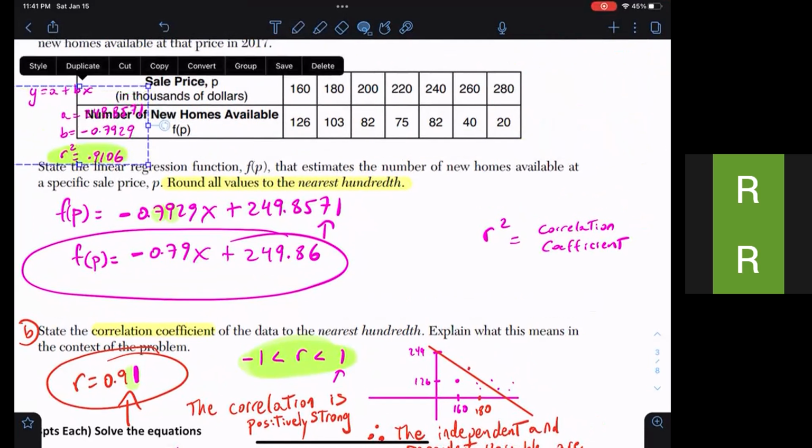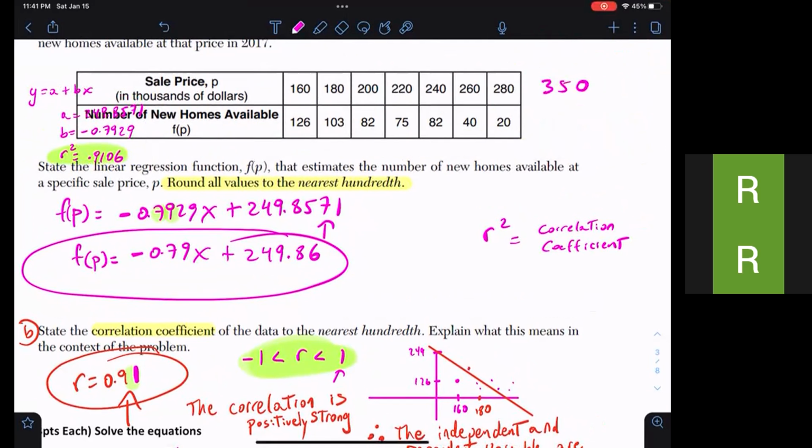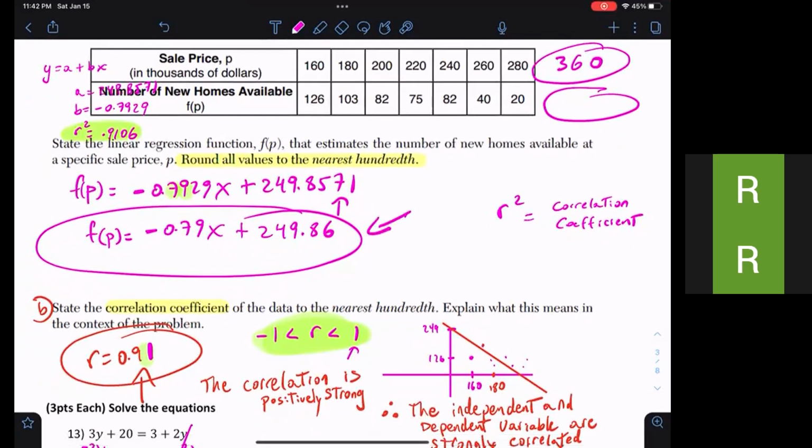For example, if I want to predict the sale price when this is 350, or 360, because the values go 160, 180, 200, it doesn't matter. I can predict 352, but let's say 360. I don't have that information, so I would use this regression line to predict the output. It's not going to give you the exact value, but it's going to make a good prediction of this value.